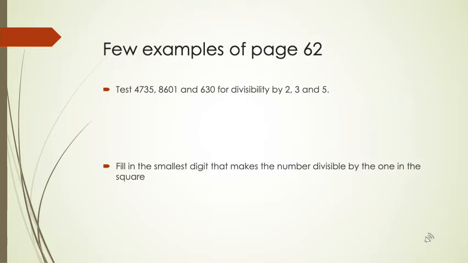Last number is 630. This number is an even number, therefore it is divisible by 2, and this number ends in 0 also, so it is also divisible by 5. And let's sum up the digits.